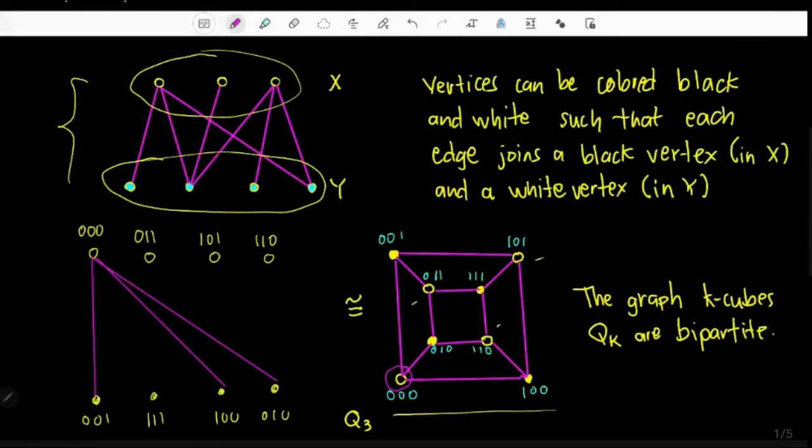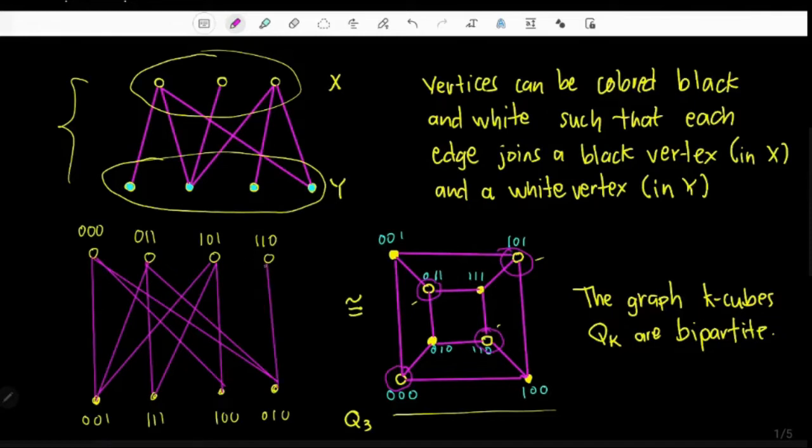Next, vertex (0,1,1) is connected to (0,0,1), (1,1,1), and (0,1,0). Next, this vertex (1,0,1) is connected to (0,0,1), (1,1,1), and (1,0,0). And finally, this vertex here is connected to (0,1,0), (1,1,1), and (1,0,0).